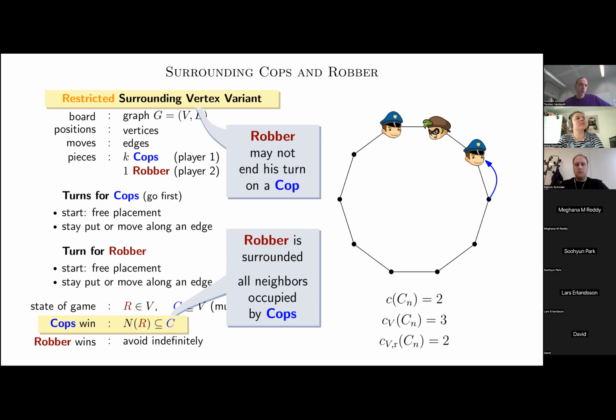All right, so this is the surrounding cop number and the restricted surrounding cop number of a graph. Okay, the goal of the cops is to surround the robber, meaning that all the neighbors of the current robber's position should be occupied by cops. He has nowhere to go. And there's this maybe restricted version where the robber may not end his turn on a cop to avoid some unusual things. Right?